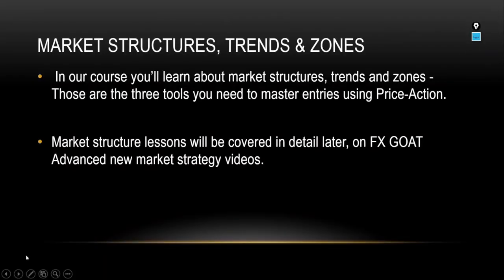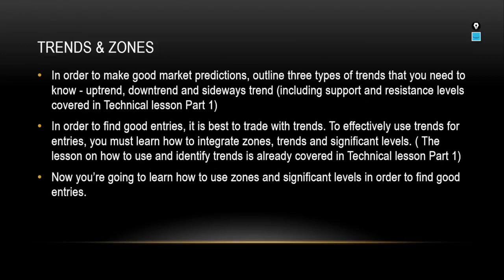Market structures, trends, and zones. In our course, you will learn about market structures, trends, and zones. Those are the 3 tools you need to master entries using price action. Market structure lessons will be covered in detail on FS Gold Advanced New Market Strategy videos. Now, trends. You're going to see that guys, in order to make good market predictions, you need to outline 3 types of trends that you need to know. We have an uptrend, we have a downtrend, and we have a sideways trend.